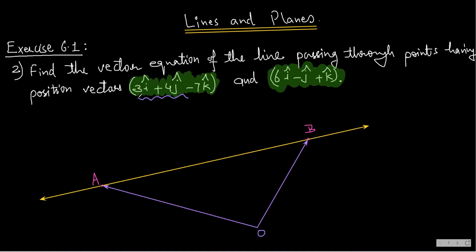Suppose I assume that the points are point A and B. The position vector of one point is A bar, the other point's position vector is B bar, and what they give me here are the position vectors, that is, A bar and B bar. So here I will write this.